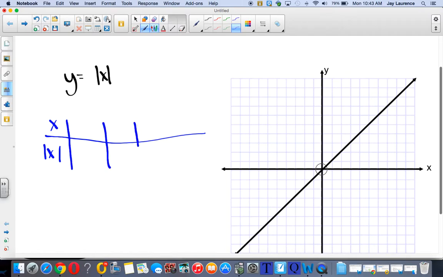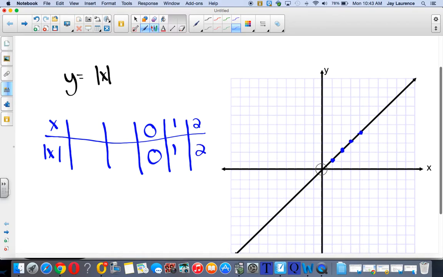And I want to know how many units certain numbers are from 0 on a number line. Well, if I'm at x equals 0 right here at the origin, then I'm 0 spaces away, right? And if x is 1, I'm 1 space away, so I get a point right there, don't I? And if x is 2, then I'm 2 spaces away from 0 on a number line. So right there. And then, of course, 3, 4, 5, etc.